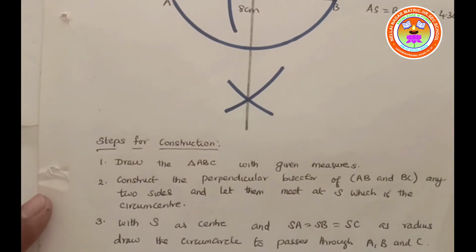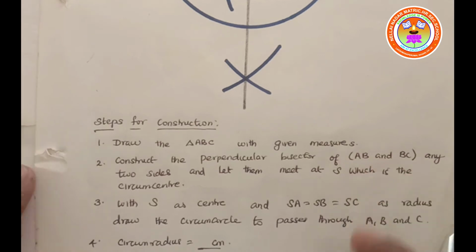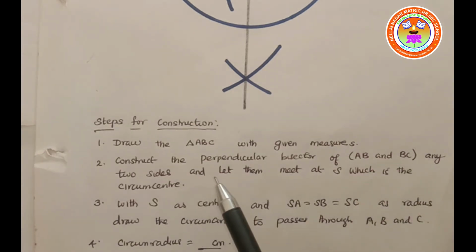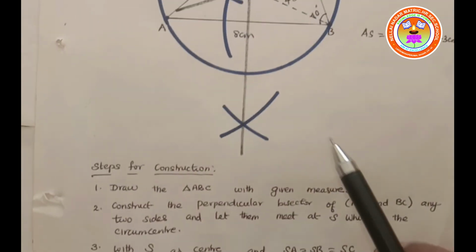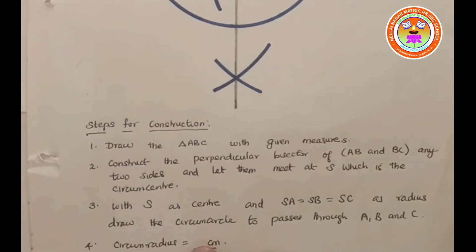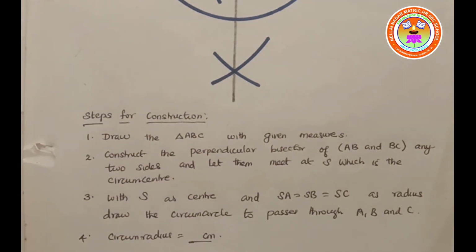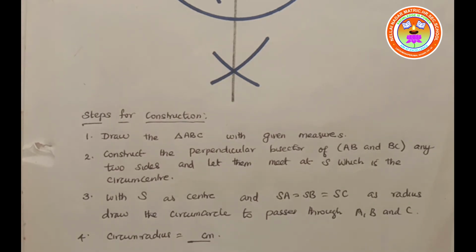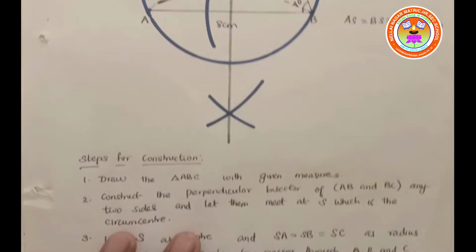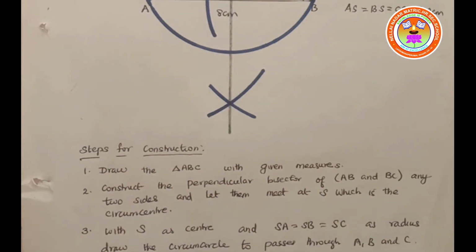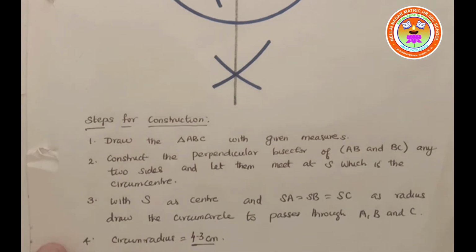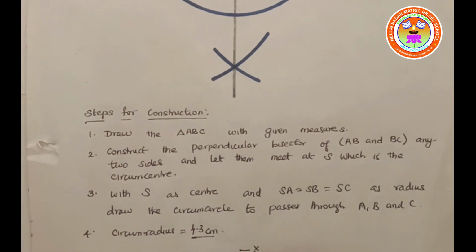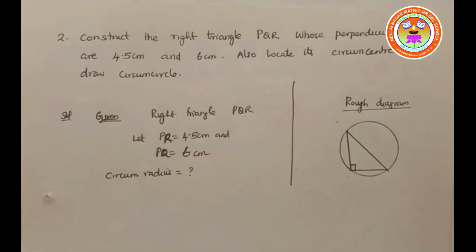Construct the perpendicular bisector of AB and BC, any two sides, and let them meet at S, which is the circumcenter. With S as center and SA, SB, SC as radius, draw the circumcircle to pass through A, B and C. So the circumradius is 4.3 centimeter. It's clear, children? By this we have completed question number 2. We will see the next one.